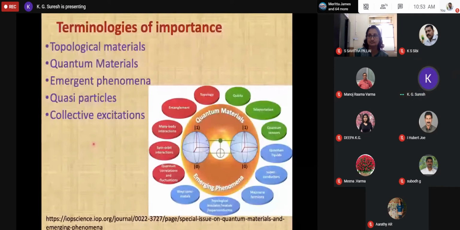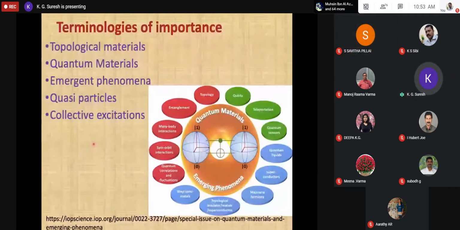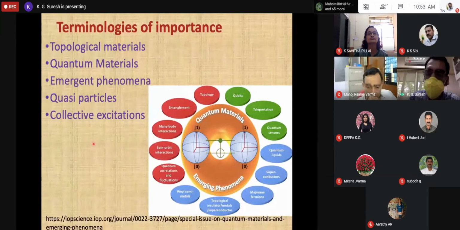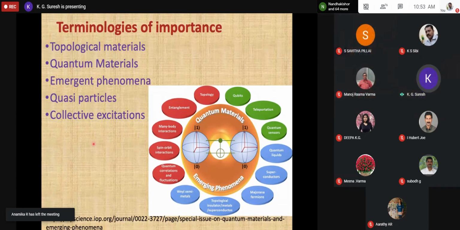The other thing is emergent phenomena. What is emergent phenomena? In the microscopic scale, if you really look for some of the properties, they may not show at all. The same system, if you look at macroscopically, you will see that it has very interesting properties, which are completely absent in the microscopic scale. And such properties are called emergent properties, and such phenomena together are called emergent phenomena.